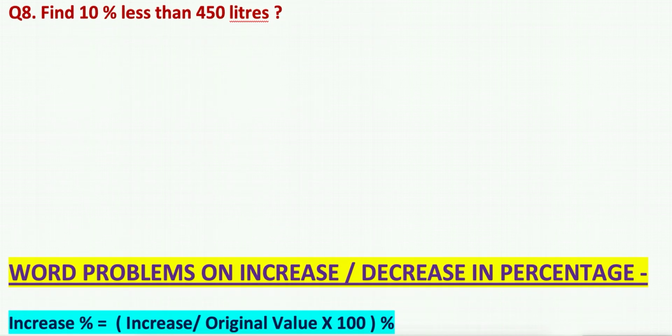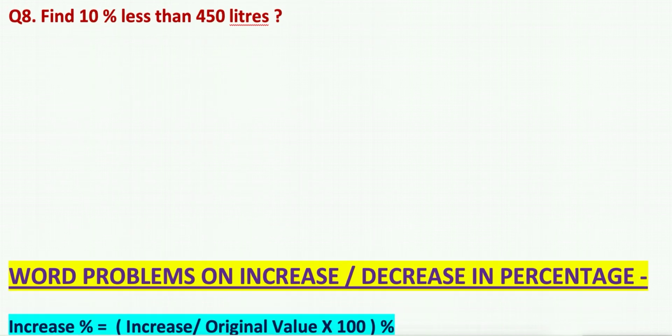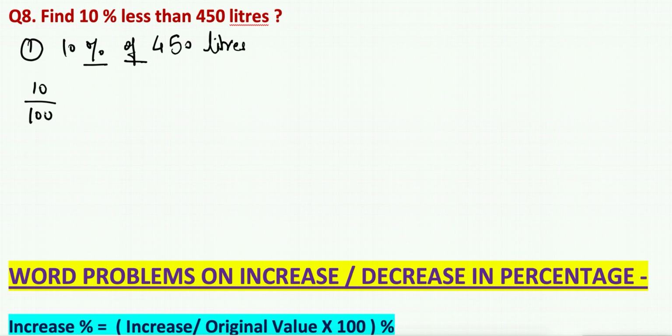Let's take question number 8. Find 10% less than 450 liters. So here also we will simplify in two steps. In the first step we will find the 10% of 450 liters. So 10% of 450 liters will be, remove the percentage and the of sign, 10 divided by 100 multiplied by 450. It comes to 45 liters.